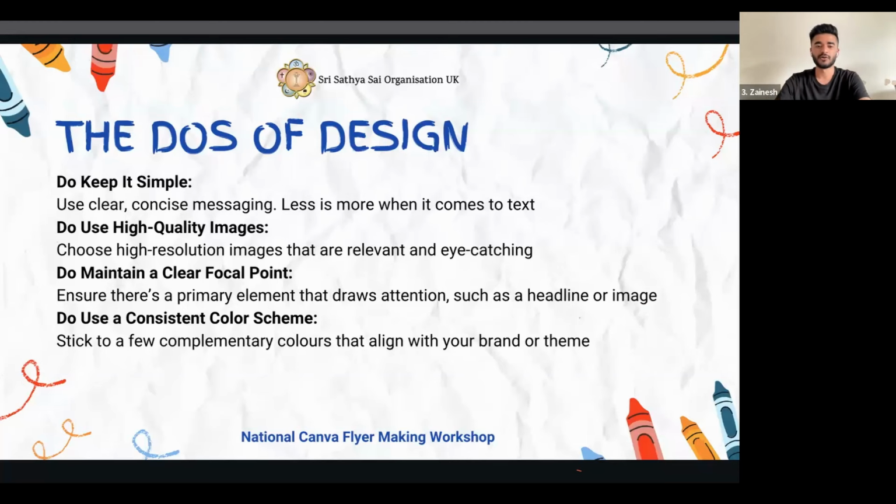Because obviously you'll get too much on the poster, which you can leave for your pitch. High quality images. You'd want to use the best images you can, because obviously a blurry image isn't going to be as eye-catching or appealing to a viewer. Make sure you keep a clear focal point. So obviously the event name should be the biggest thing, and then sub text under that, which will be your venue, location, and time. And then a clear color scheme. So you don't want like purple or neon green, for example. That wouldn't really go. So try and keep the colors simple, and make sure it aligns with your theme.